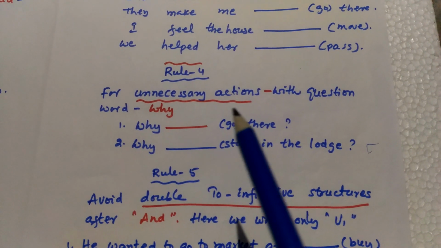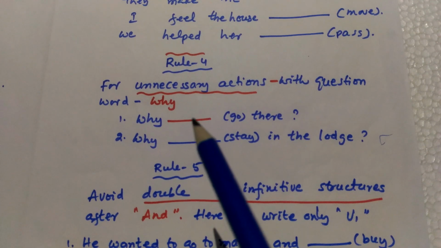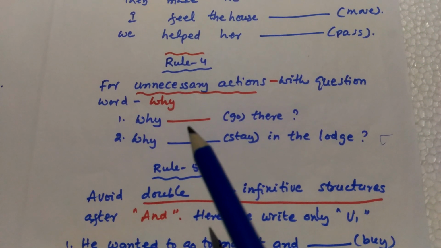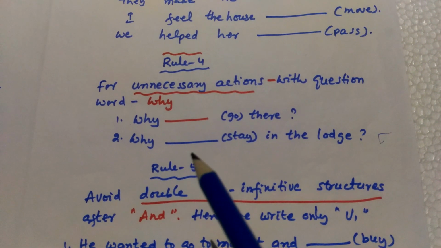For unnecessary actions with the question word why, we make use of base form. Look at this one. Why go there? Go will be the right answer. Why stay in the lodge? The stay is the right answer.